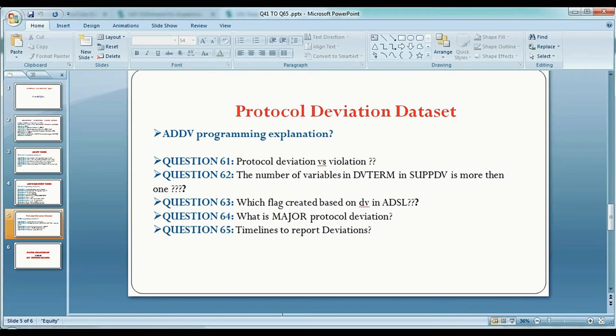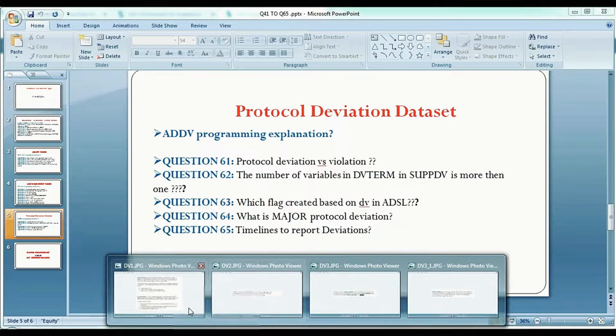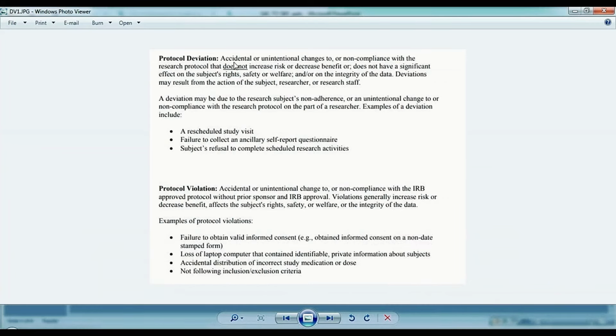Okay, so what is the difference between protocol deviation and protocol violation? A deviation is nothing but an accidental or unintentional change, non-compliance with the research protocol, that does not increase the risk or decrease the benefit. For example, rescheduling a study visit due to unavailability of patients, or failure to collect samples. For example, a sample is to be taken at 2 minutes, but due to some cannula blockage or anything happening during the phlebotomy, there may be a 1 minute delay. That is a deviation.